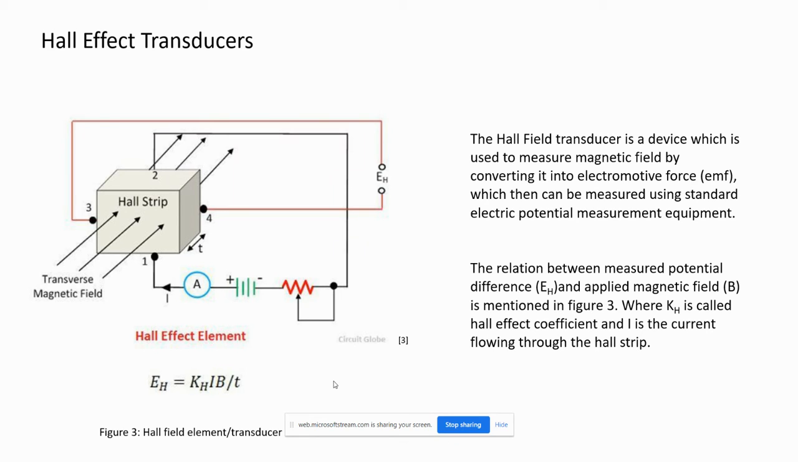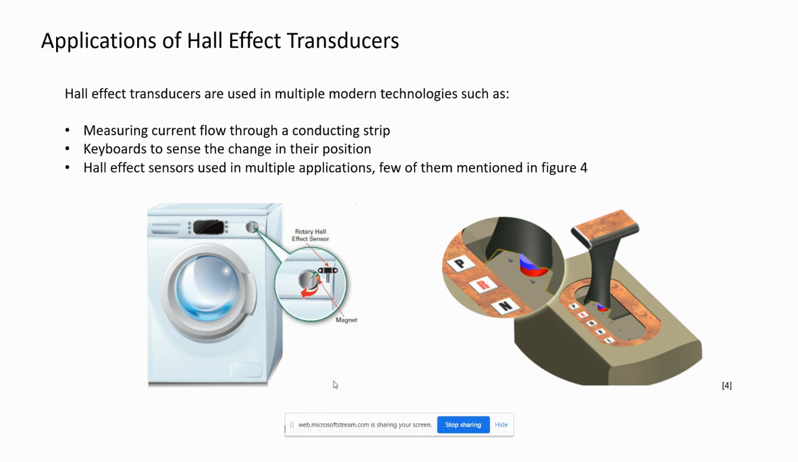Now, how is the Hall effect transducer applied in our daily lives? We can actually reverse engineer what a Hall effect transducer does. We can find the current through a conducting strip if we apply a known magnetic field to it. Using the formula on the last slide, we can apply a known magnetic field across a Hall strip and find the current flowing through it.